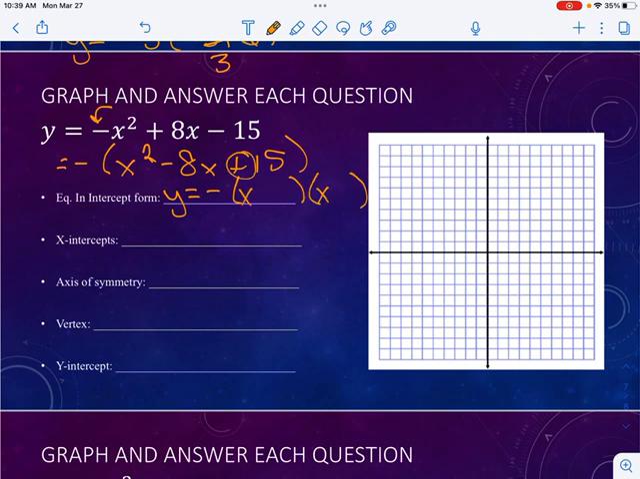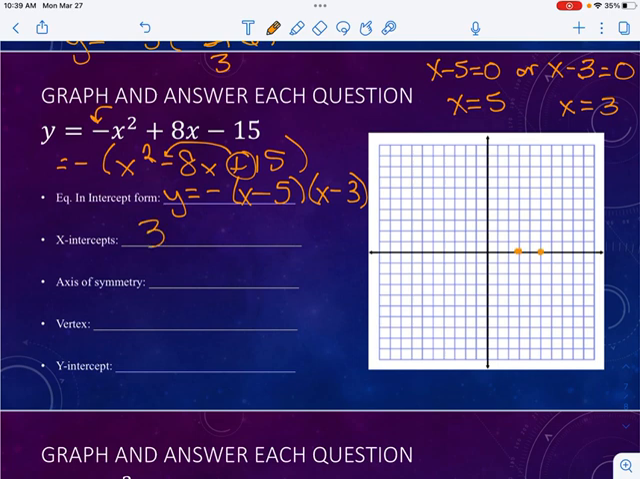This sign tells me the same, so I look back. They're both going to be negative. Factors of 15 that add to 8, and that would be a 5 and a 3. So there is my intercept form of the equation. I now take those, set them equal to 0, and I solve it. So this one's going to be x equals 5. This one's going to be x equals 3. My x-intercepts are going to be 3 and 5. My axis of symmetry is halfway between those, which would be x equals 4.